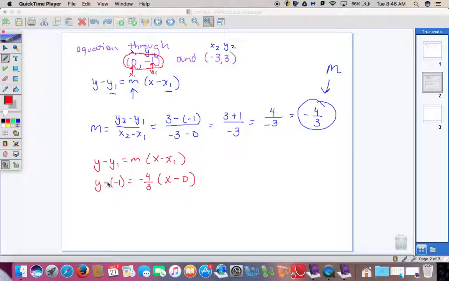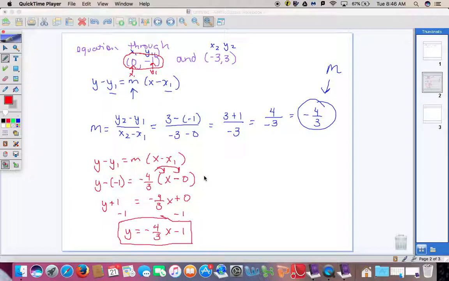Now I'm going to simplify. Y minus a negative 1 is y plus 1. I'm going to distribute this negative 4/3 throughout. So I have negative 4/3 x, and negative 4/3 times 0 is simply 0. So I have y plus 1 equals negative 4/3 x. Now I'm going to subtract 1 from each side. I can't take 1 from negative 4/3 x. It's not 1x. So I'm left with y is equal to negative 4/3 x minus 1. And that would be my answer to the question that says, what is the equation of a line that would go through those 2 ordered pairs?